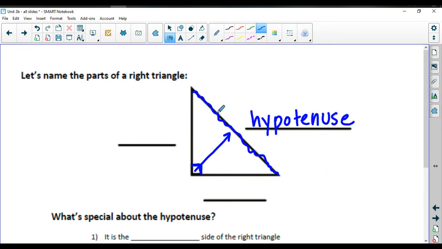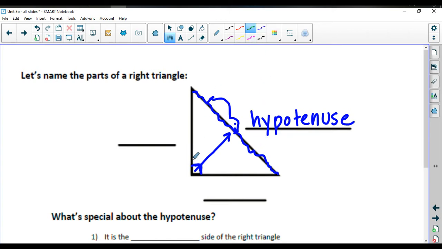Oftentimes we'll call this the hippo, and you can find cute little pictures where math teachers have a picture of a hippo sitting here with his eyeballs. I'm a terrible drawer, but that's one of the ideas. The hippo is huge, and the hypotenuse is the longest side.